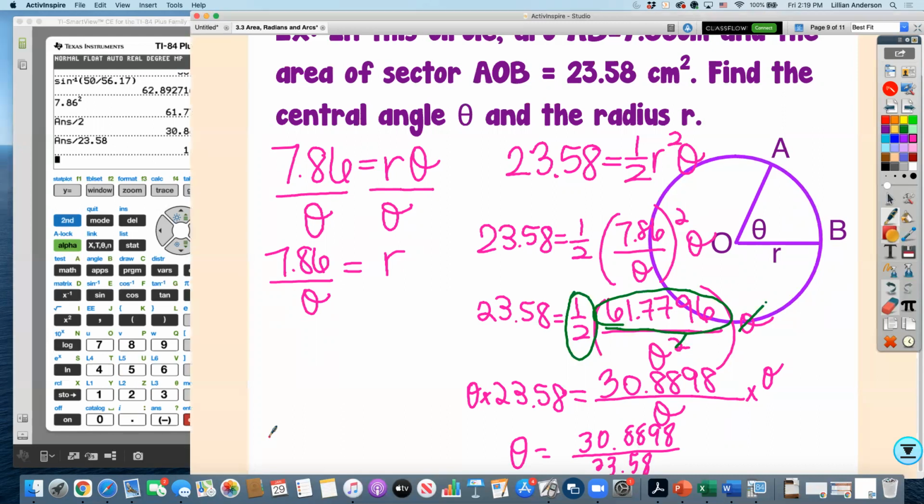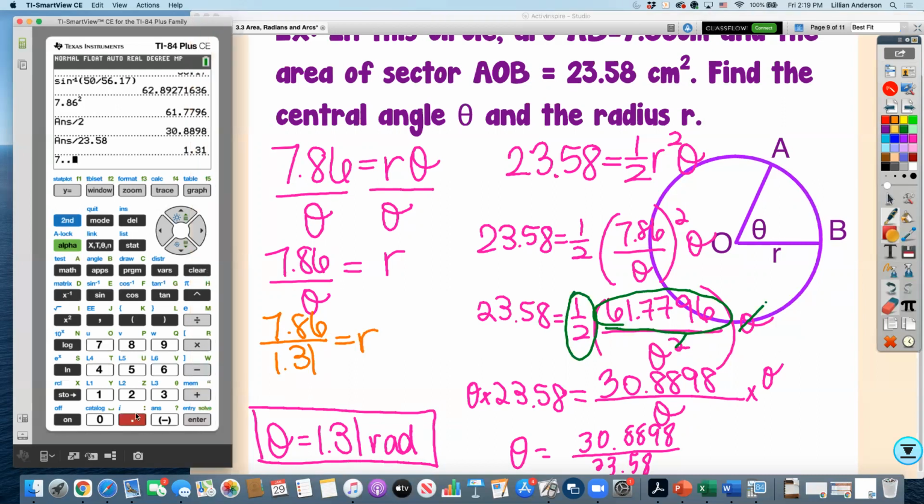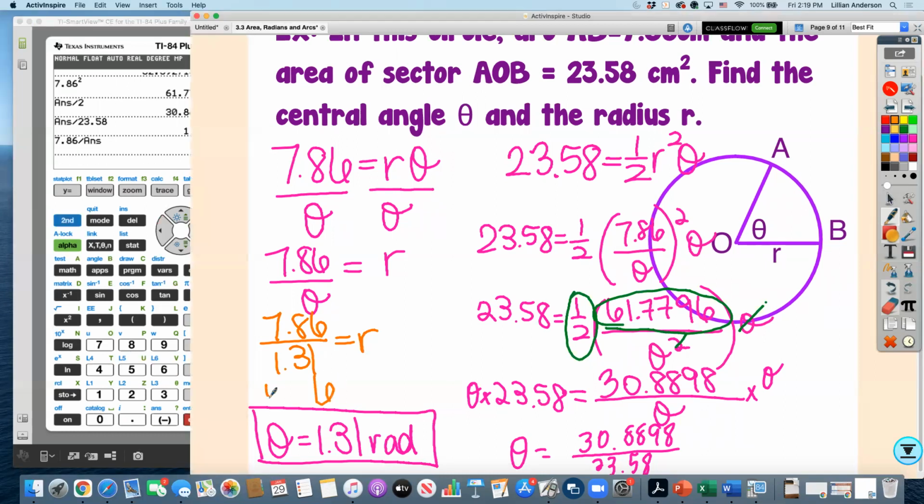Is it always going to be two decimals? This one happens to be the case because the arc length and the sector area were rounded. But it's very possible it could be a non-terminating decimal, and you still want to round to three significant figures. Okay. Then, having found theta, to find R, we plug theta back in. So that's 7.86 divided by 1.31. And what do you get? You get 6. That's nice. So our radius is 6 centimeters.